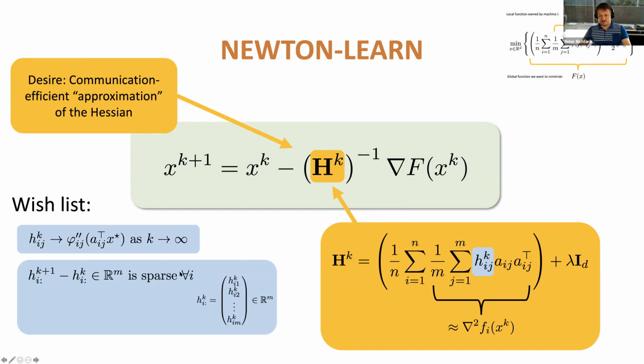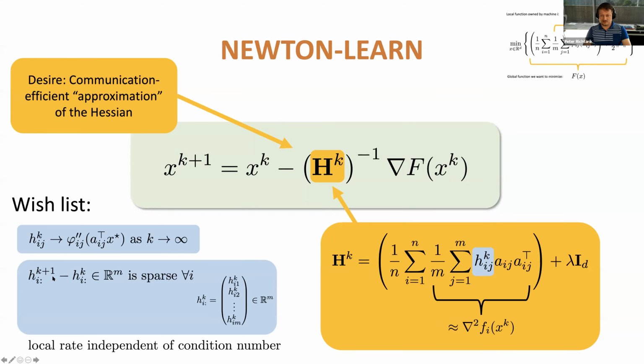Why? Because if we want to communicate this H^k to the master, and if these differences in the h_ij were sparse, then we only need to communicate those differences where the difference is non-zero. This is very little information to be sent over the network. And then the master, the server, can simply reconstruct the Hessian because it knows that the Hessian always looks like this, and the only difference is in these h_ij. So this is another thing on our wish list.